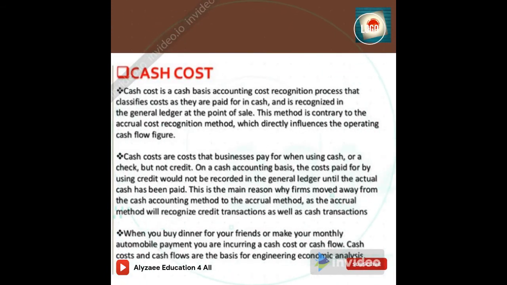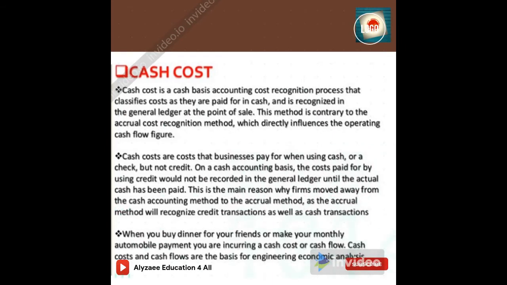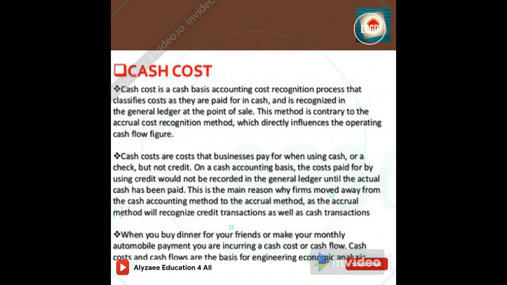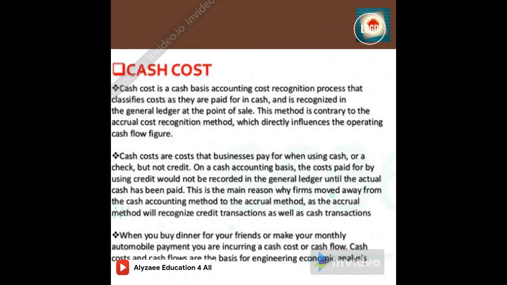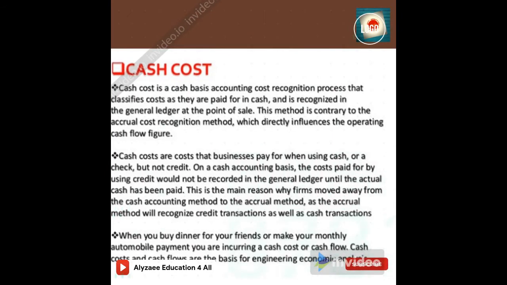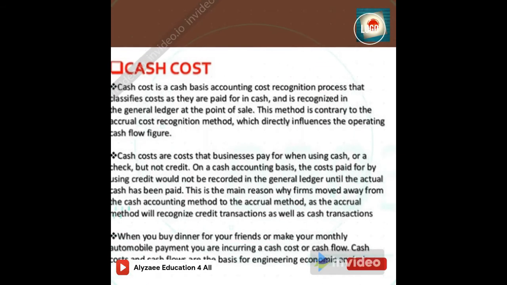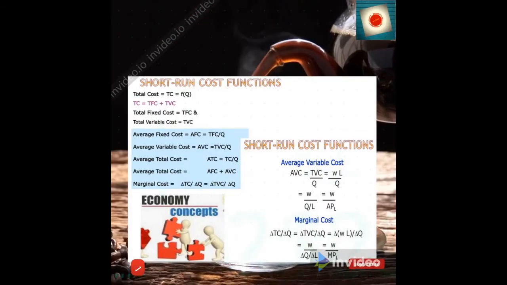This is the main reason why firms moved away from the cash accounting method to the accrual method, as the accrual method will recognize credit transactions as well as cash transactions. So when you buy dinner for your friend or make your monthly automobile payment, you are incurring a cash cost or cash flow. So cash cost or cash flow are the basis of engineering economic analysis.